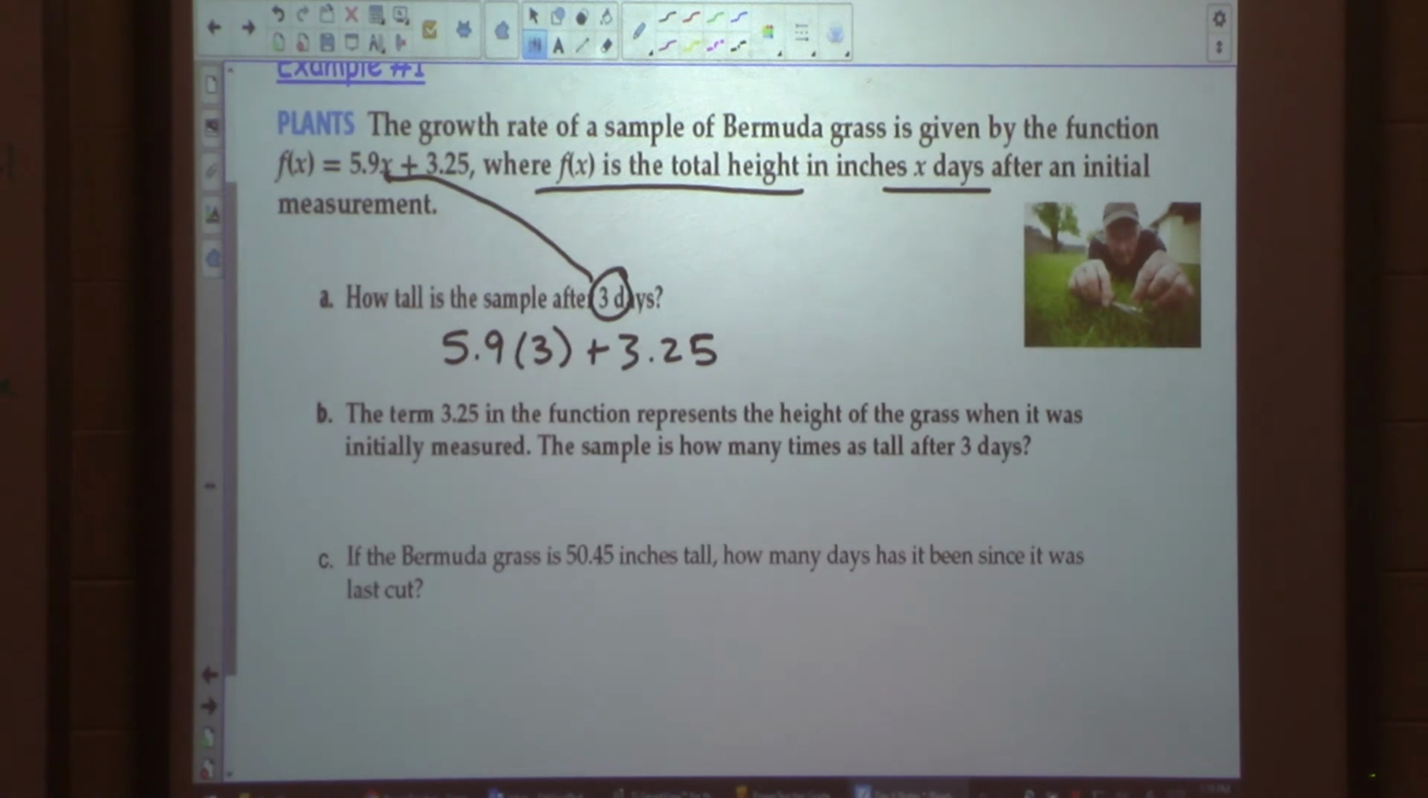Punch in your calculators. Let me know what you get. How tall is our grass after 3 days? 20.95. Wonderful.